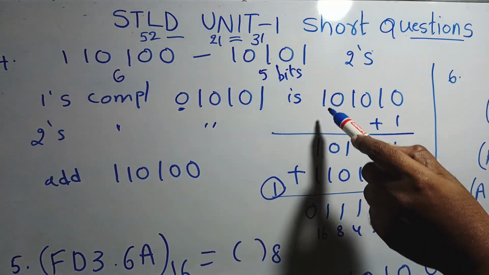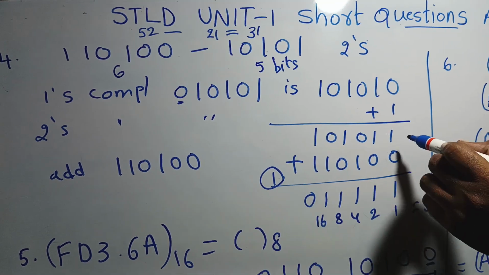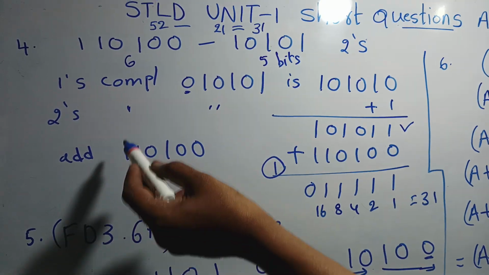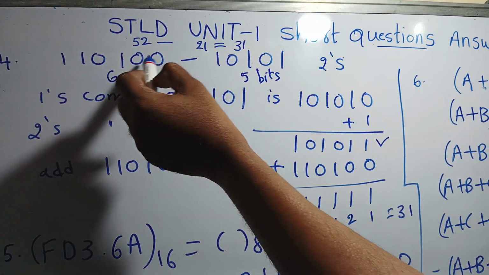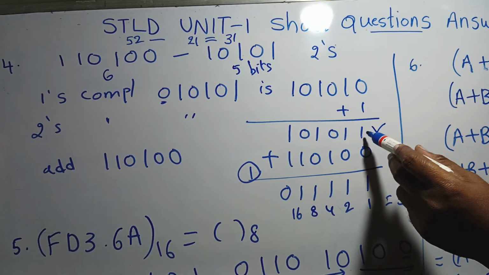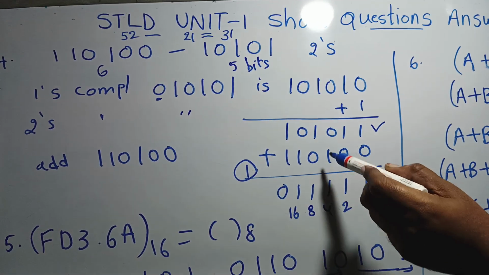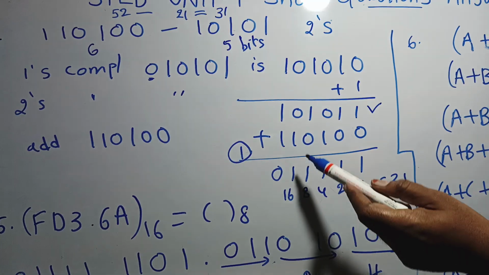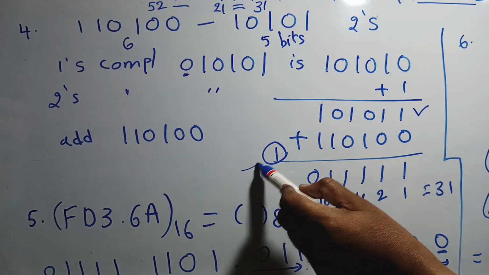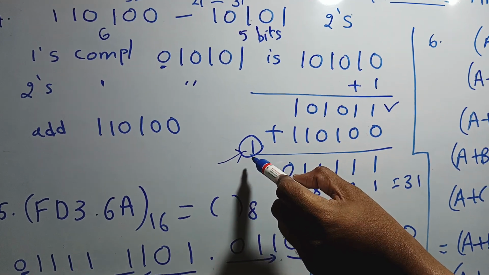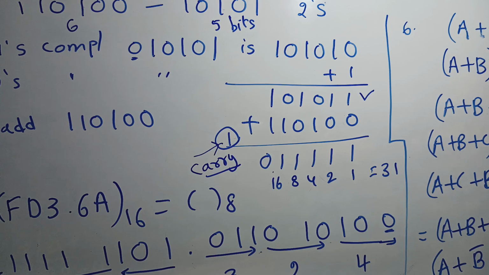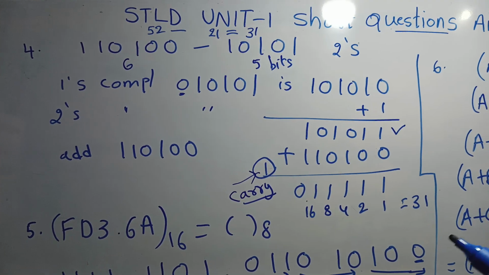Adding 1 to the 1's complement, 101010 plus 1 gives 101011. Then for this complemented form of the negative number, you can add 110100 and 101011. I am adding: 0 plus 1 is 1, 0 plus 1 is 1, 1 plus 0 is 1, 0 plus 1 is 1, 1 plus 1 is sum 0 carry 1, 1 plus 1 is sum 0 carry 1. I already told you this is the end around carry, this is neglected. In 2's complement form the carry is neglected. In 1's complement form the carry should be added.